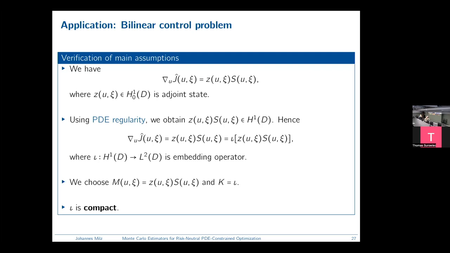And yeah, so we would choose M equal to this product of the adjoint state and the PDE solution, and K equal to iota. And iota is a compact operator, which follows from similar planning theory, for example.